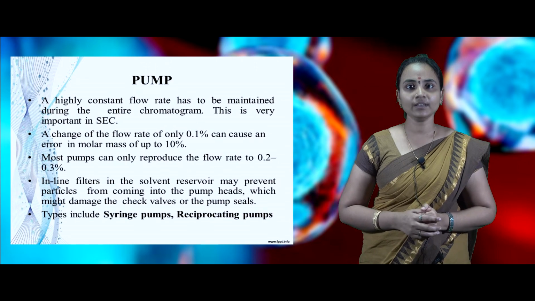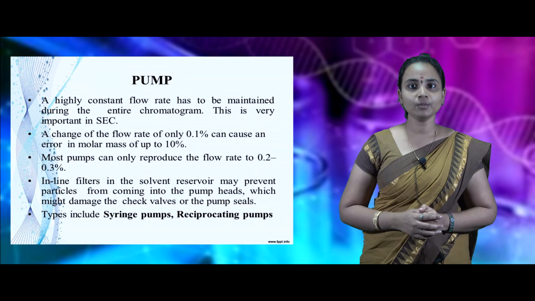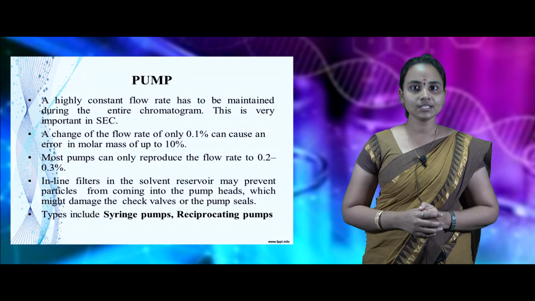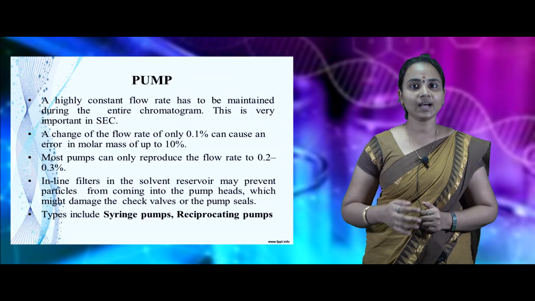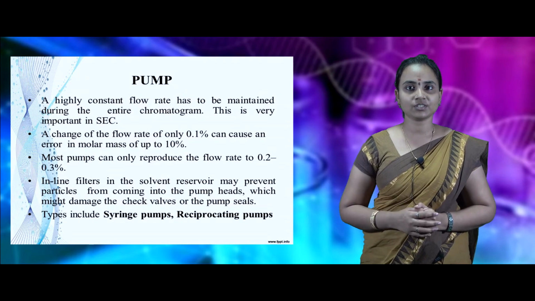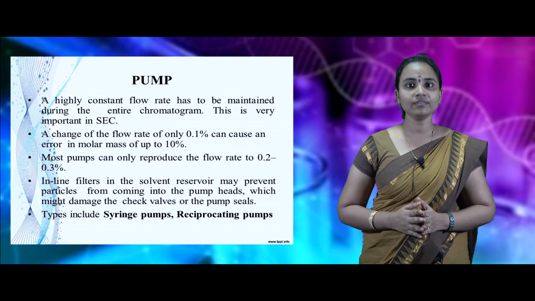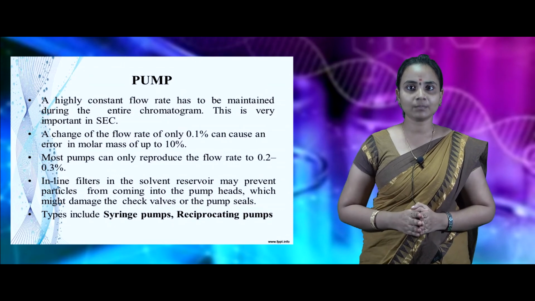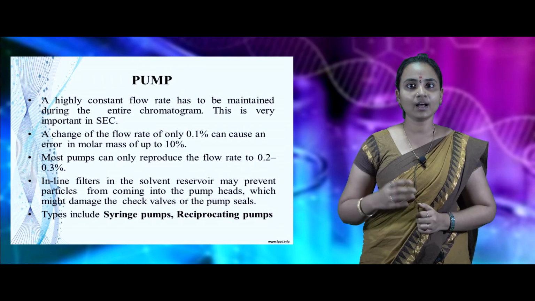Coming to the next component, that is the pumps used in the chromatography. Usually pumps are used to pump the different compounds that are injected into the columns. Here these pumps should have a highly constant flow rate throughout the entire chromatogram, because the results depend highly on the flow rate. A pump with 0.1% error can cause up to 10% error in the molar mass of the samples to be separated. So we have to concentrate on the pump's flow rate accuracy.